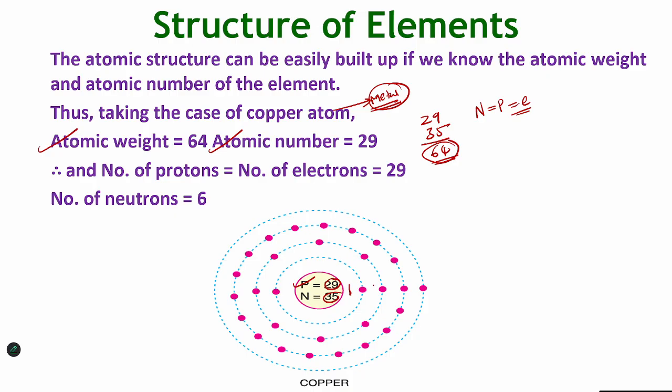This is the first orbit, second orbit, third orbit, and fourth orbit. So for 29 you can write 2, 8, 18, and the last orbit has how many electrons? 1 electron. See here.